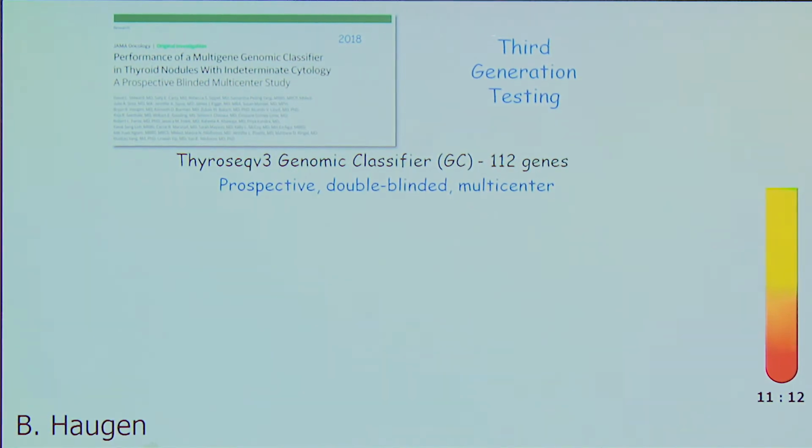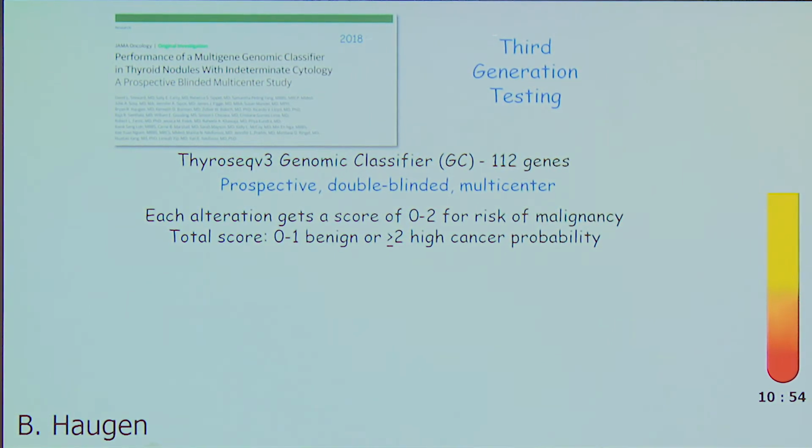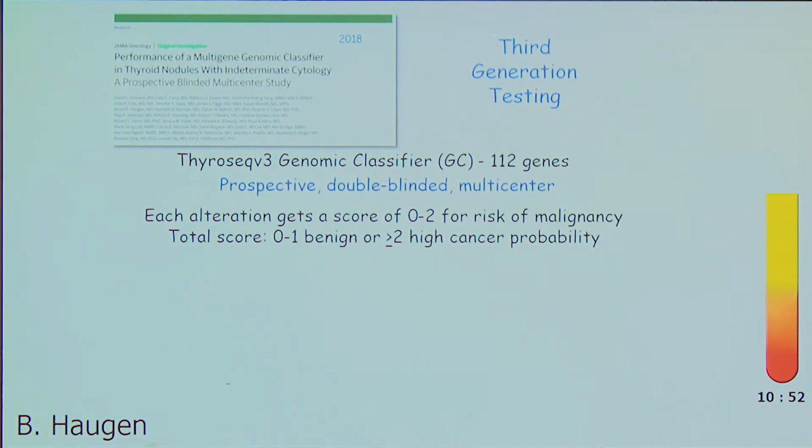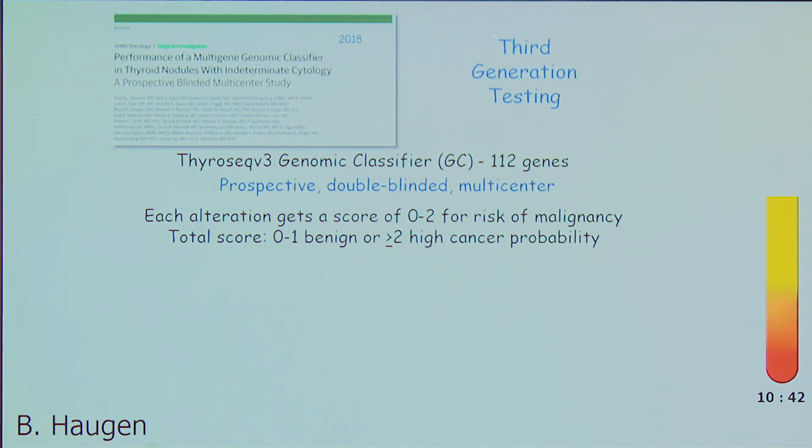So this is the study that looked at this. It was a prospective, double-blind, multi-center study for this genomic classifier, led by Yuri Nikiforov and first author Dave Stewart. And then each alteration gets a score of 0 to 2. So some copy number alterations or other genetic changes may have a score of 0. Some, like some RAS, have a score of 1. BRAF V600E has a score of 2.